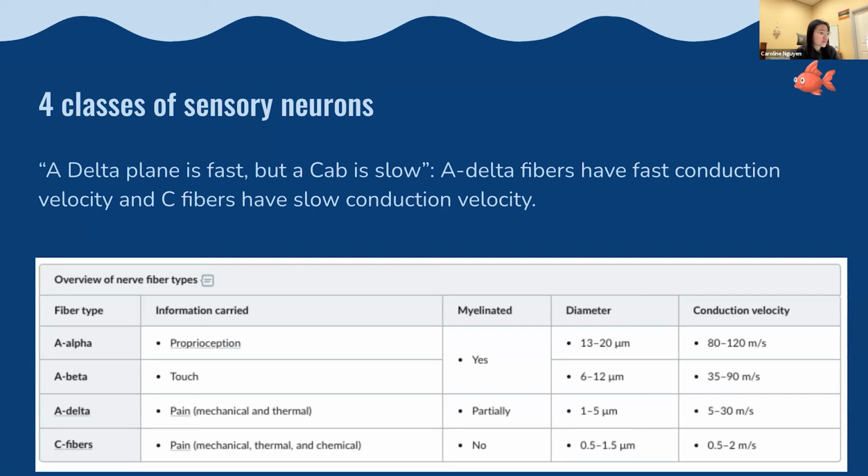A good tip on remembering which one's fast and which one's slow is a delta plane is fast, but a cab is slow. Therefore, A delta fibers have fast conduction velocity and C fibers have slow conduction velocity. And then A alpha and A beta are even faster.